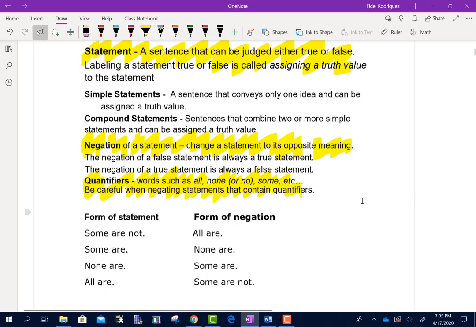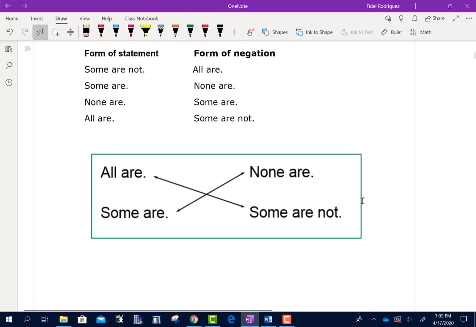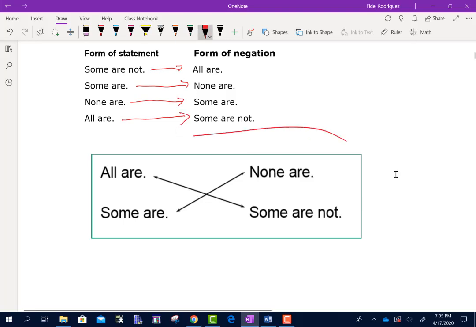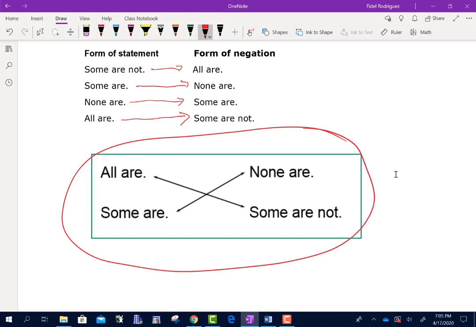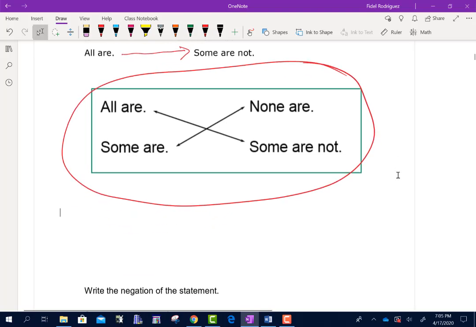So here are the forms of a statement. The statement is "some are not," the negation would be "all of them are." "Some of them are," the negation would be "none of them are." "None of them are," the negation would be "some are." And "all of them are," the negation would be "some are not." We have the same thing here, in a little box, in the same format.